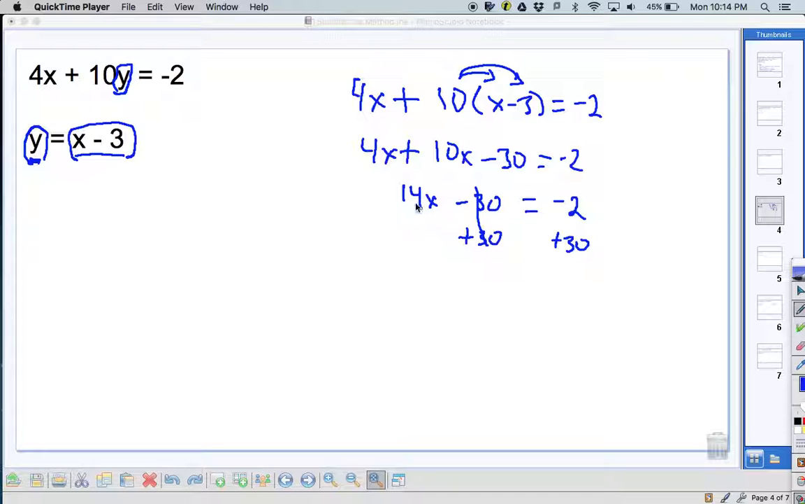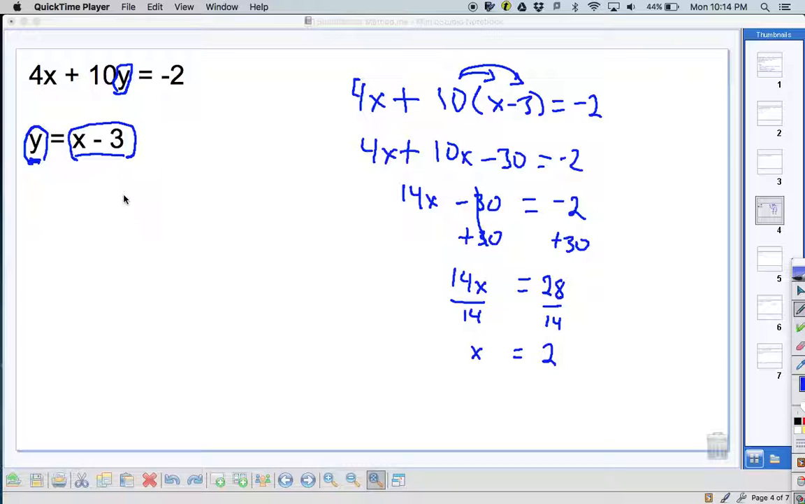Negative 30 plus 30, I'm left with 14x on the left-hand side. The equals is still in the same place. And over here I got negative 2 plus 30, and that ends up being 28. So one more step to go. This says 14 times x. We undo times with a divide. If I do it on one side, I do it to the other side. 14 over 14 is 1, so this is 1x, or simply the number x. And on the other side, I get 28 divided by 14, which is the number 2. So x ends up being 2.